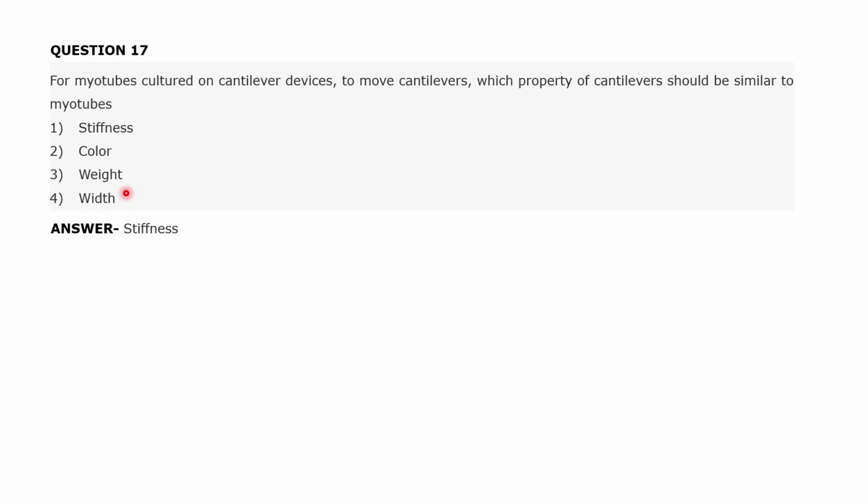So does anyone have any doubt regarding this? Okay, so I think this answer is quite clear. So I will just move on to the next question.